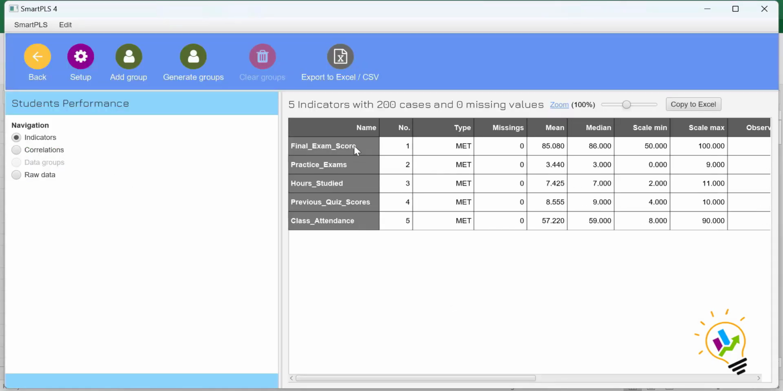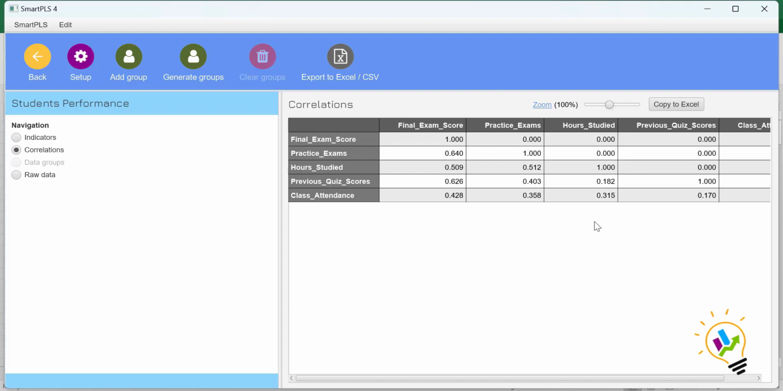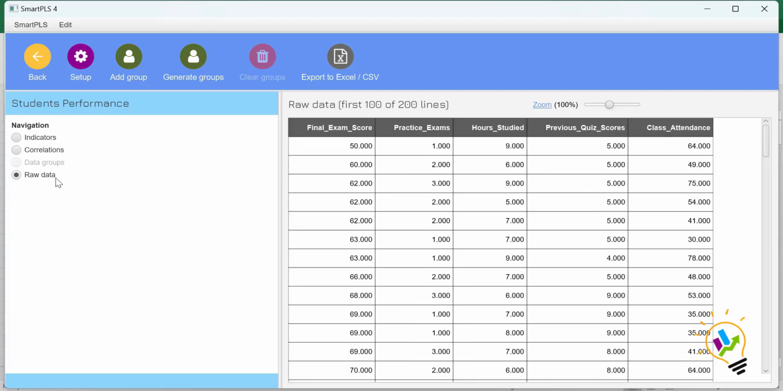You can see these are the indicators. Indicators are nothing but the variables here. If you click here, we will see the correlation between these indicators. And if you want to see the raw data, you can click the radio button called raw data. This is all about the raw data.